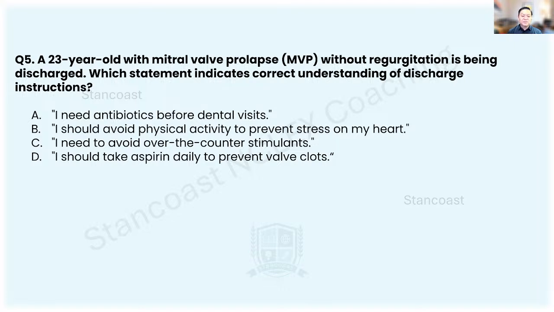B, I should avoid physical activity to prevent stress on my heart? C, I need to avoid over-the-counter stimulants? And D, I should take aspirin daily to prevent valve clots.